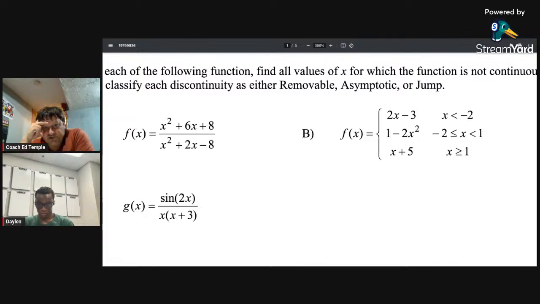Now, as far as the one that's jump, is there going to be one of these that's jump? Well, look at letter B. Letter B says it's a line when x is less than negative 2. When x is in between negative 2 and 1, it's a parabola. And when x is bigger than 1, it's a line that starts up at 5 instead of, see where the first line starts at -3? You know how you have y equals mx plus b?